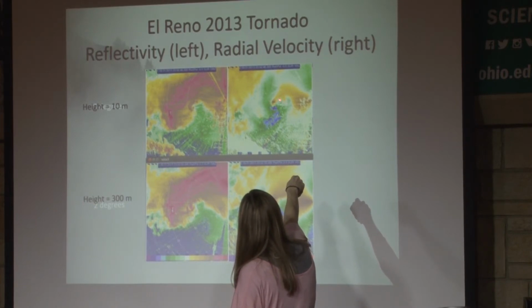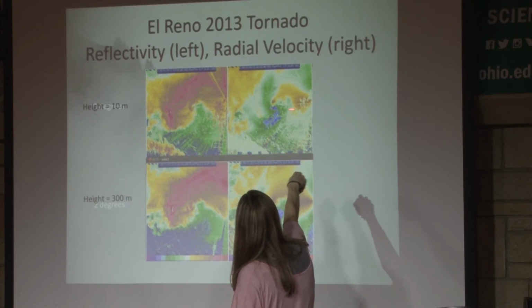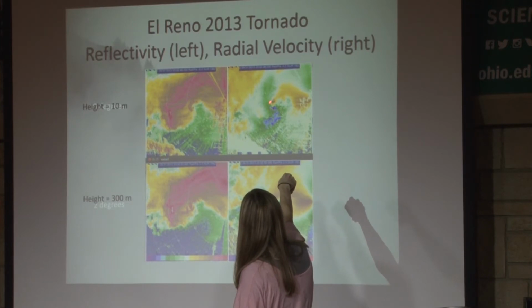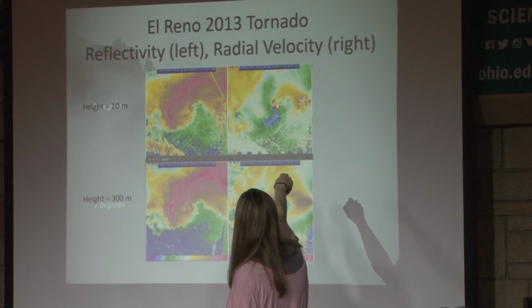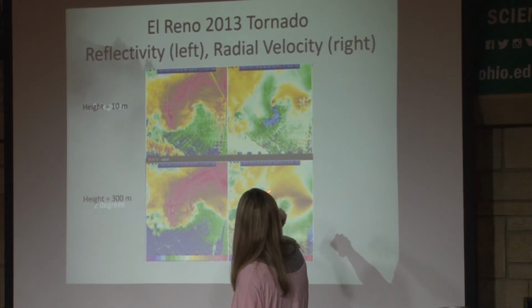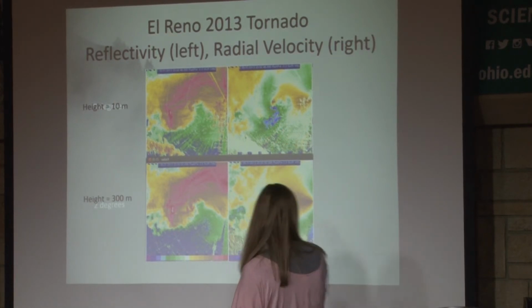If you look, yellow means movement away from the radar, which is located over here. Blue is movement toward the radar. You have circulation occurring right here. This is essentially at the ground, this is 10 meters, this is 300 meters. Wide circulation, but it's not close together.